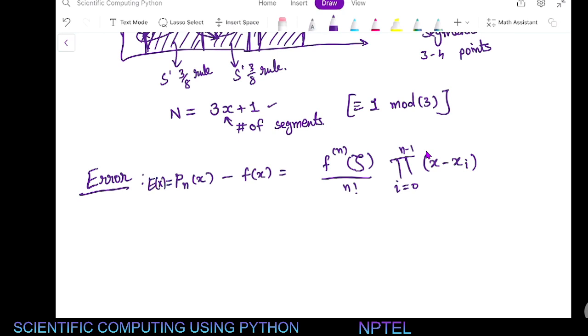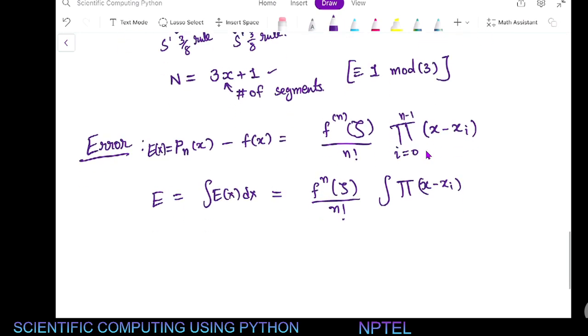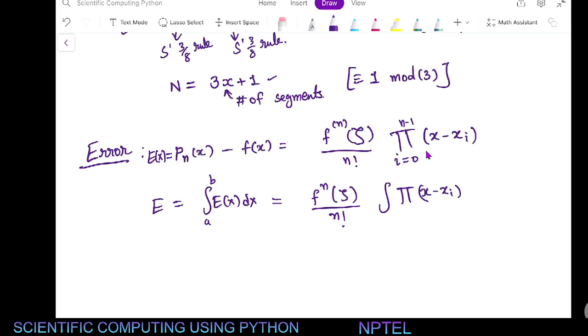If we want to find the total error, yeah, we are integrating this function. So the total error is going to be just integration of E(x) dx. Why? Because integration is a linear operator, right? So it will be just f^(n)(zeta) over n factorial and then integral over product of (x minus xi). Okay, and whenever I write something like this, it should be understood that limits are from lower limit to higher limit. Usually we denote them by a and b.